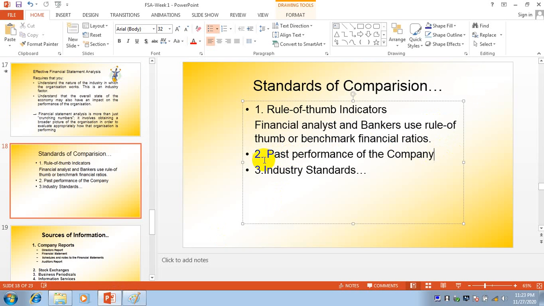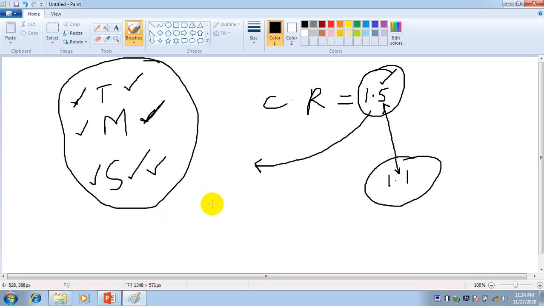The next thing is the past performance of the company. One factor in analyzing the performance of the company is the past performance. They are comparing the present performance with the past performance of the company. Just like we discussed, this is 2019, this is 2018, and this is 2017. So what is the performance in 2019, what is the performance of 2018, and what is the performance of 2017?